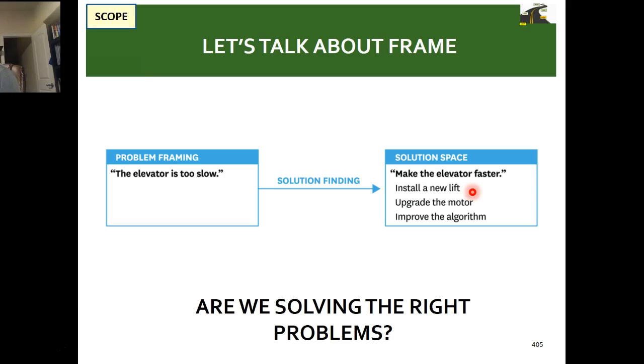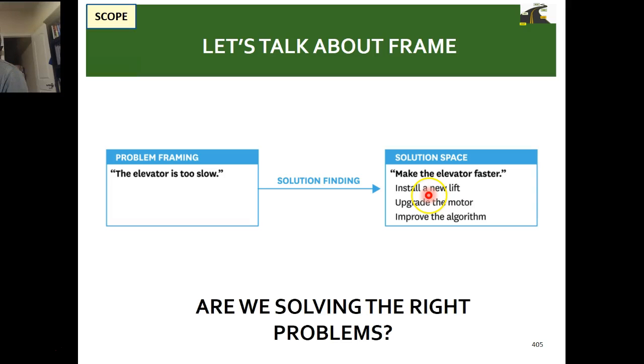Let's look at this example, which came from the Sloan Management Review. The problem was framed as an elevator that was going too slow. People were waiting too long for the elevator. The natural solution that most people pivot to is, well, let's just make the elevator faster. We, by nature, make these very lazy shortcut decisions because we think that's the most expedited way to address the issue.